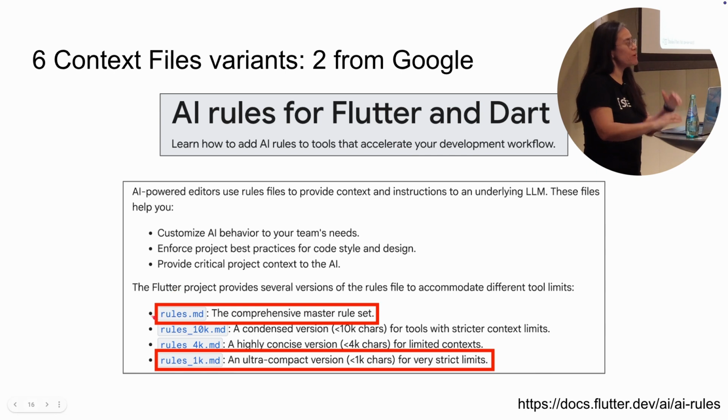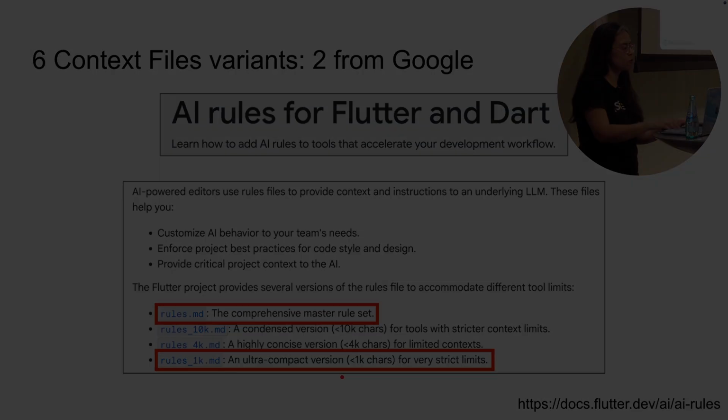And they even have variants themselves. We have a comprehensive master rule set, less than 10K characters, less than 4K characters, and less than 1K characters. So I picked the 2 extremes, the most comprehensive one and the most compact one.